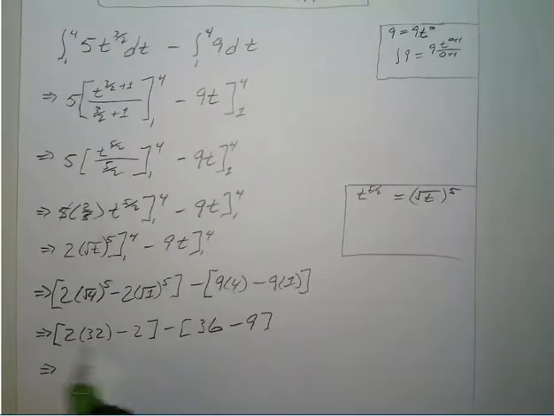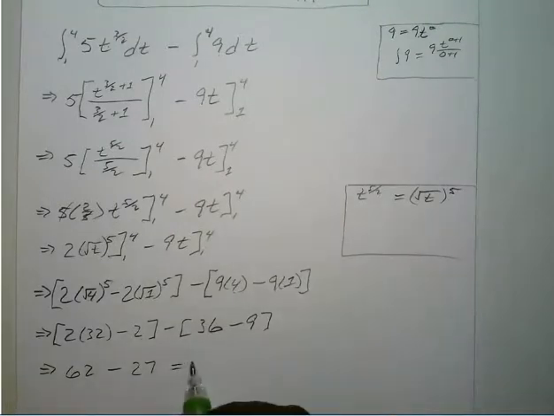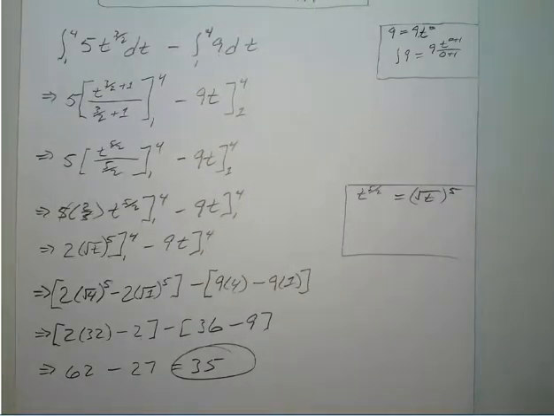Okay, so 2 times 32 is 64, minus 2 is 62, minus 36 minus 9 is 27, which is 35. All right, so if you are still writing, feel free to press pause, but we're going to go ahead and move on to our next example.